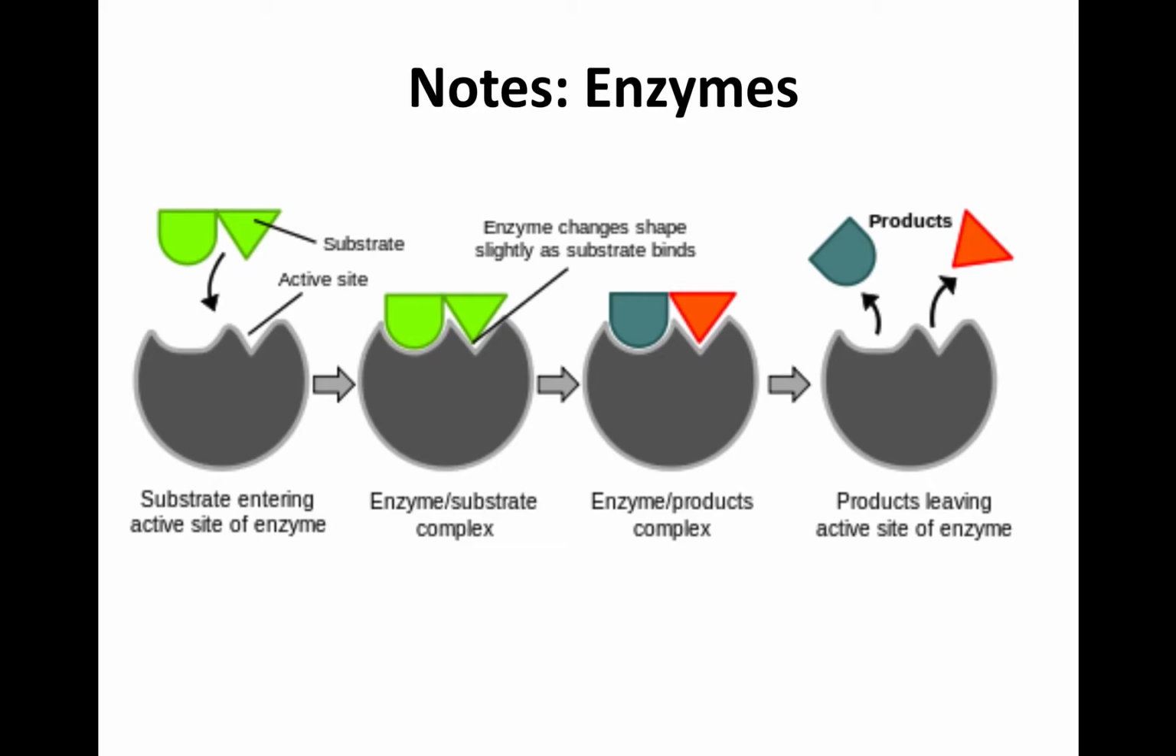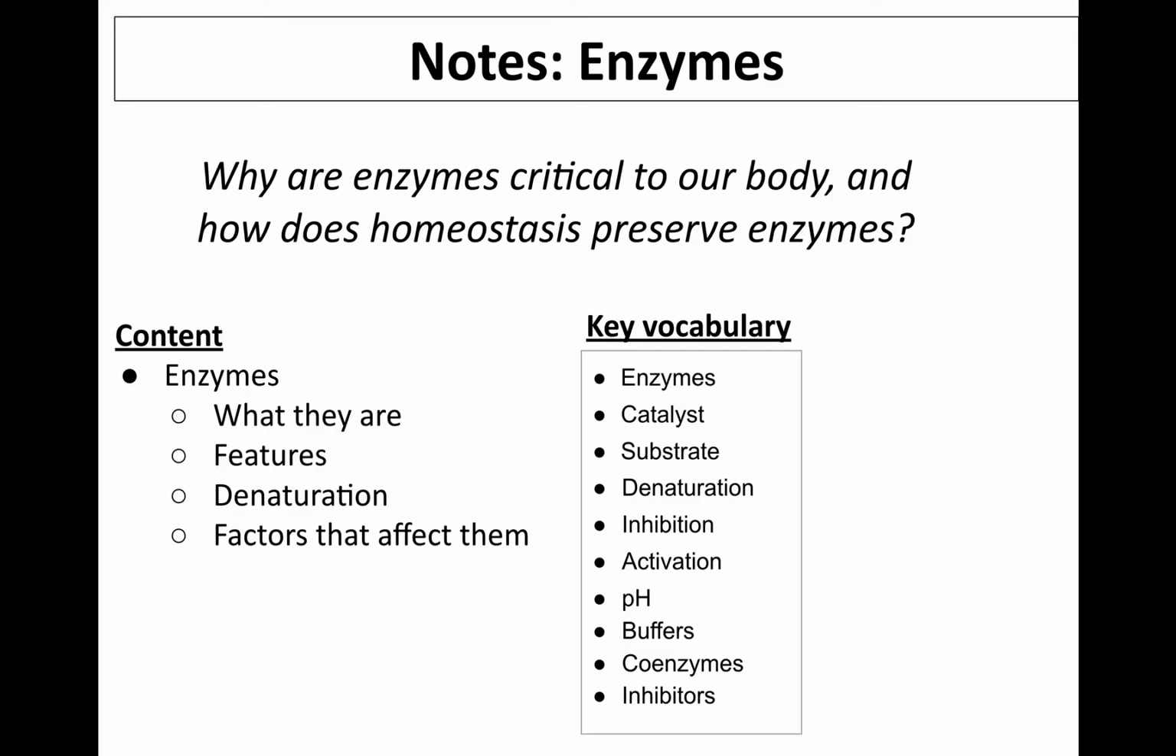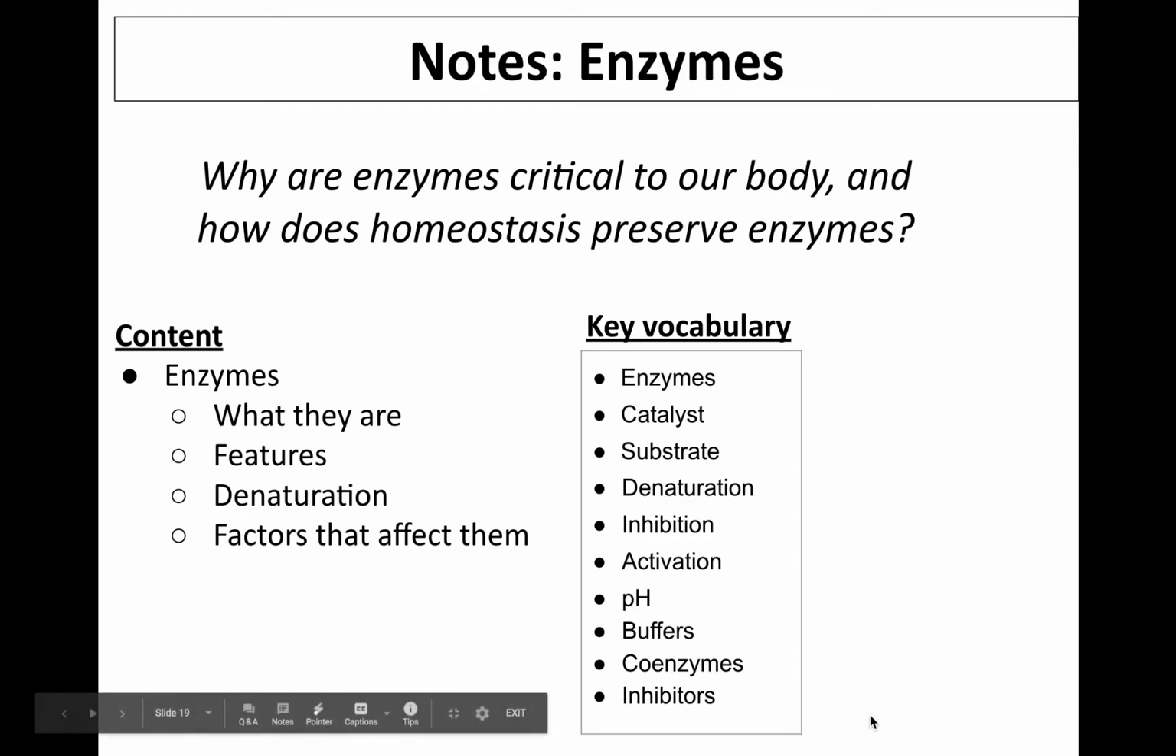anatomy. Okay? So in these notes, we're going to review what enzymes are, some key features of enzymes, why denaturation is critical and what it means, as well as what environmental factors in your body can affect enzymes. And the reason why this is important is because enzymes are critical to your body, so we really need to understand how they work and how homeostasis is all about preserving those enzymes. In this lesson, you're also going to go over these terms.